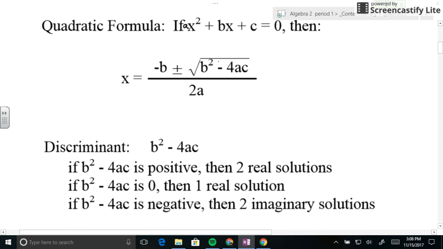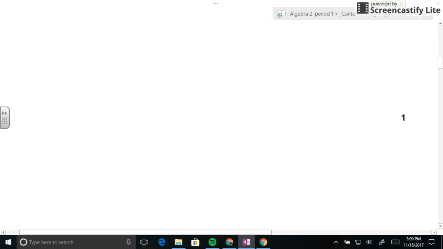The stuff in the square root, in the radical, is what we call the discriminant. The discriminant here is the b squared minus 4ac. So what's inside the radical is called the discriminant. If the discriminant is positive, you're going to get 2 real answers. If the discriminant is 0, you're only going to get 1 real answer. And if the discriminant is negative, then you're going to get 2 imaginary answers. So let's try some practice.